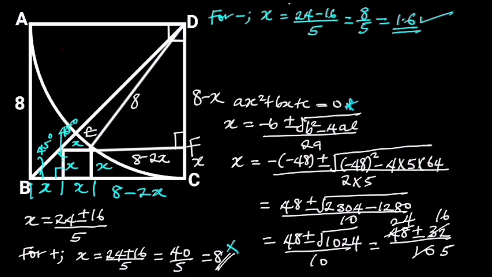To find the area of the smaller square, the area of a square is given as L squared. If we substitute L with 1.6, it follows that area is equal to 1.6 squared, which is equal to 2.56.